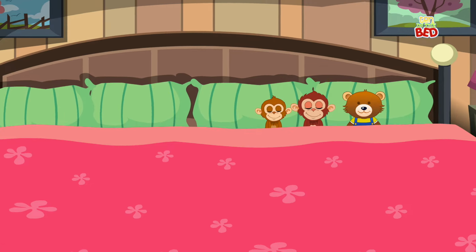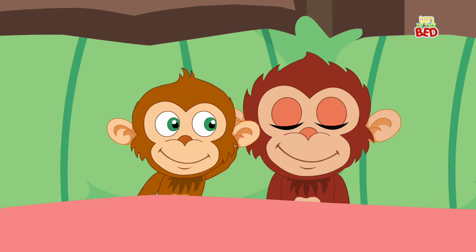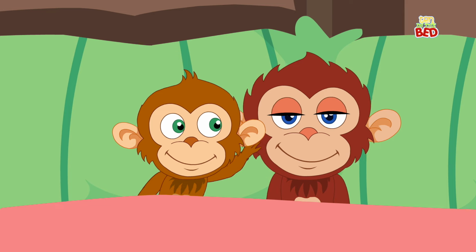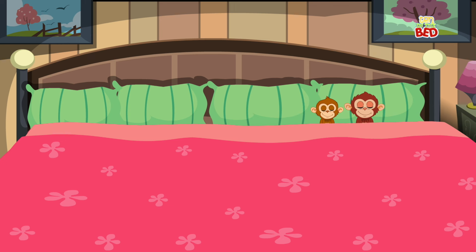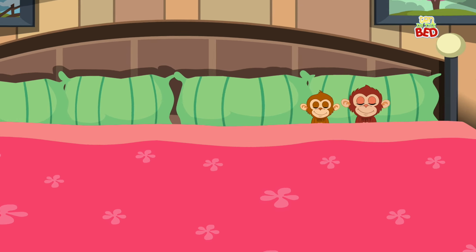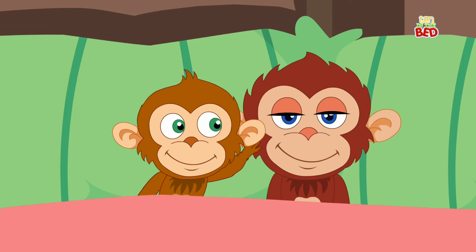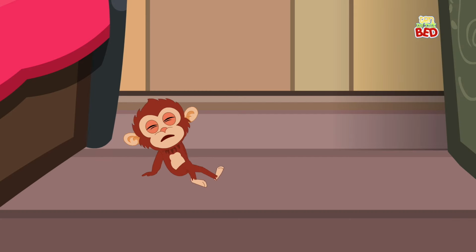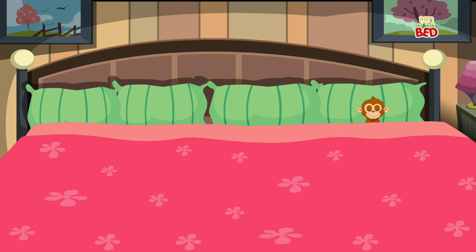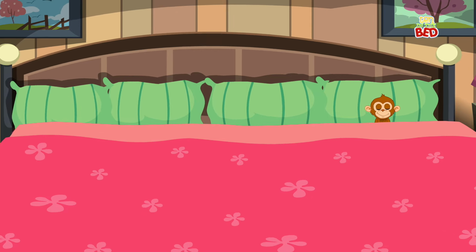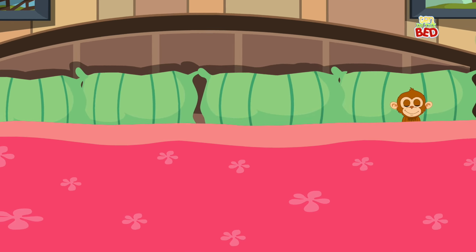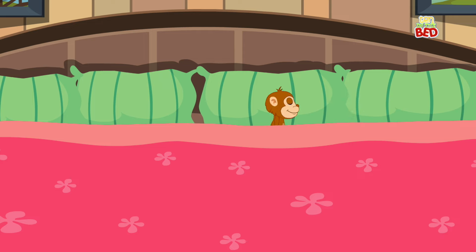There were three in the bed, and the little one said, "Roll over, roll over." So they all rolled over and one fell out. Two. There were two in the bed and the little one said, roll over, roll over. So they all rolled over and one fell out. One. There was one in the bed and the little one said, good night.